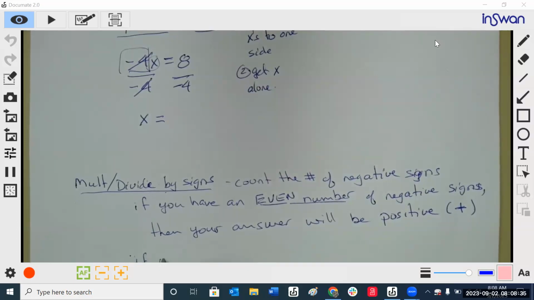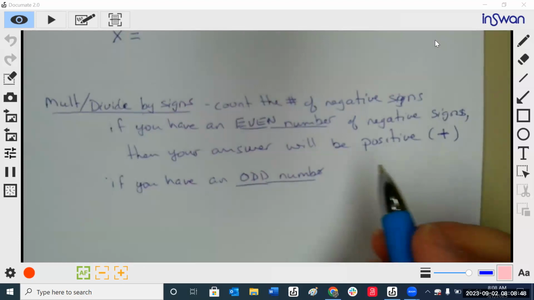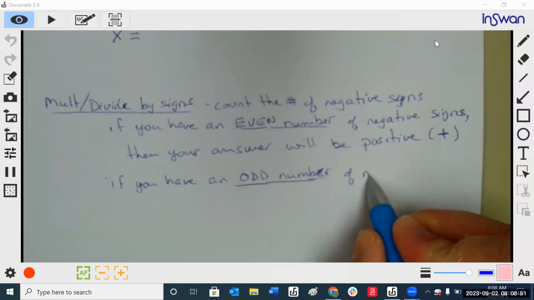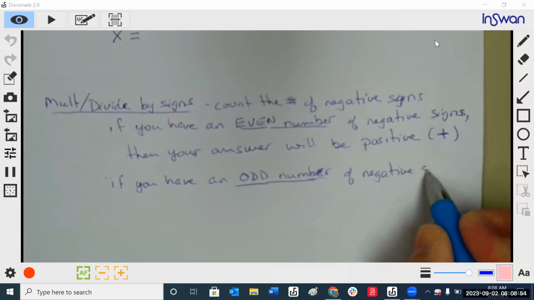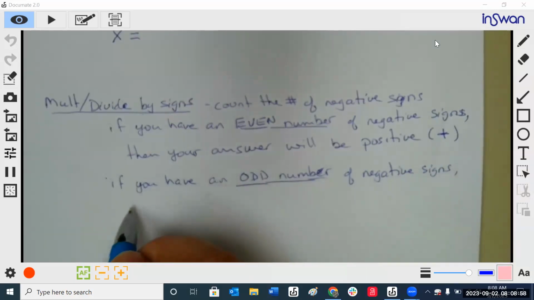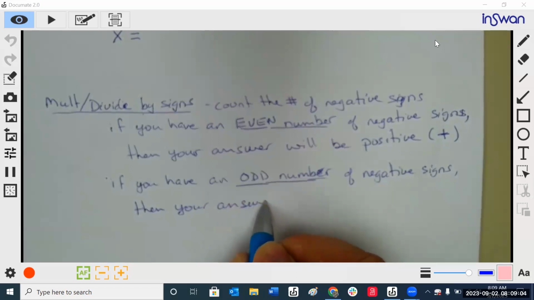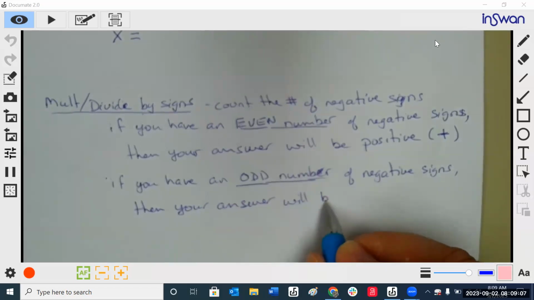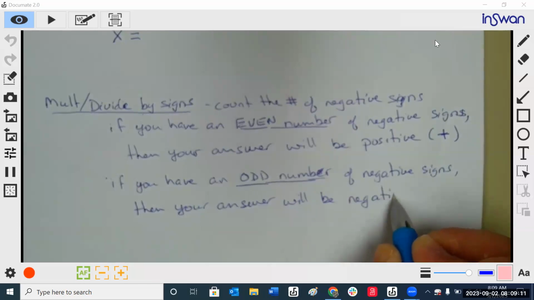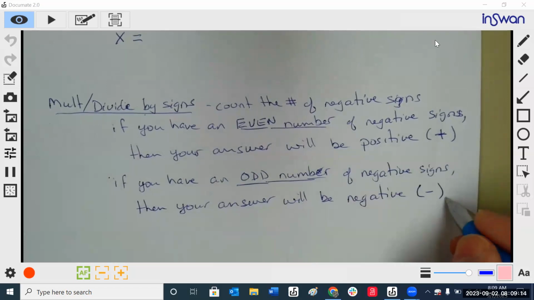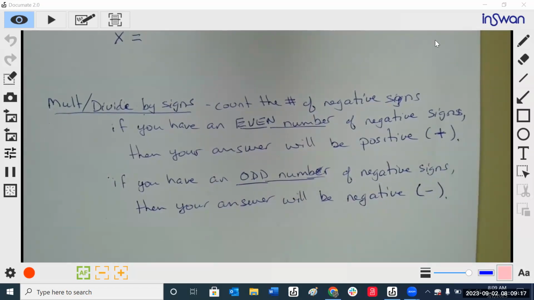Conversely, if you have an odd number of negative signs, then your answer will be negative. I'm going to send you all these this afternoon anyway.